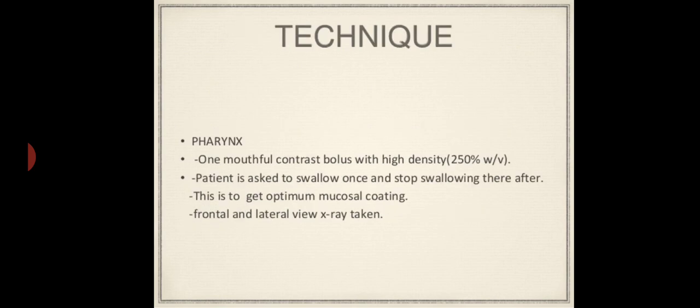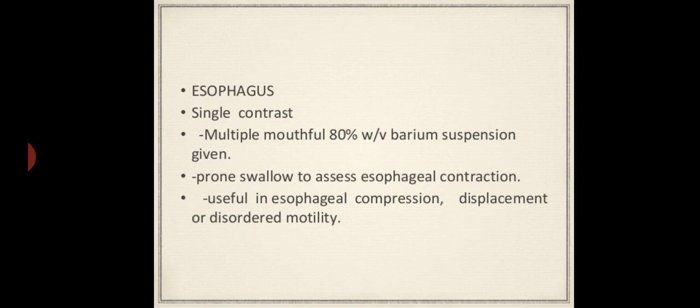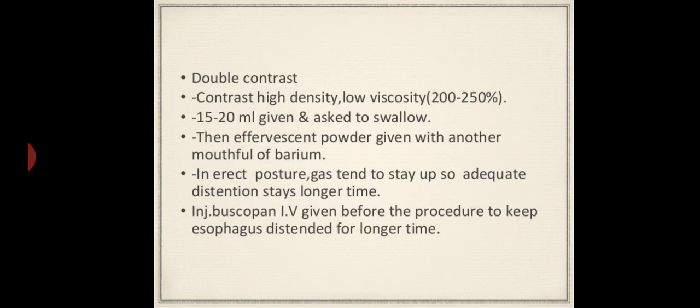Technique. The first one is the pharynx. One mouthful of contrast bolus with high density, that is 250% weight by volume. The patient is asked to swallow once and stop swallowing thereafter. This is to get optimal mucosal coating. Frontal and lateral view X-rays are taken. Then for the esophagus, in the single contrast, multiple mouthfuls of 80% weight by volume barium suspension are given. Prone swallow to assess esophageal contraction, useful in esophageal compression, displacement or disordered motility.